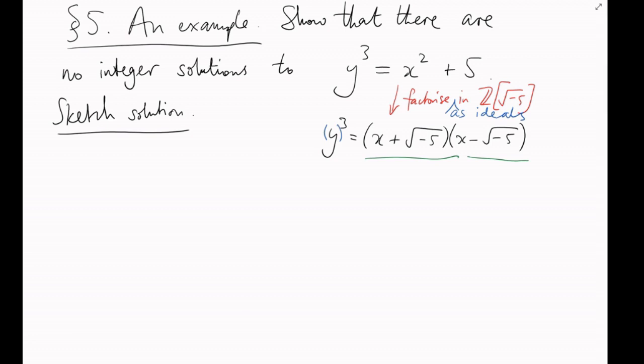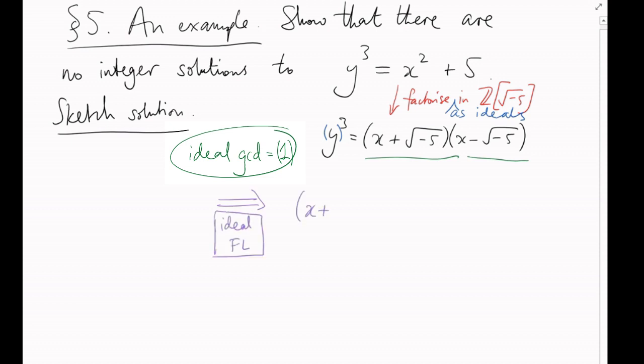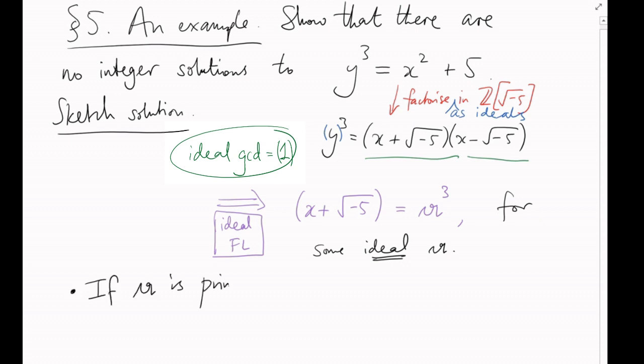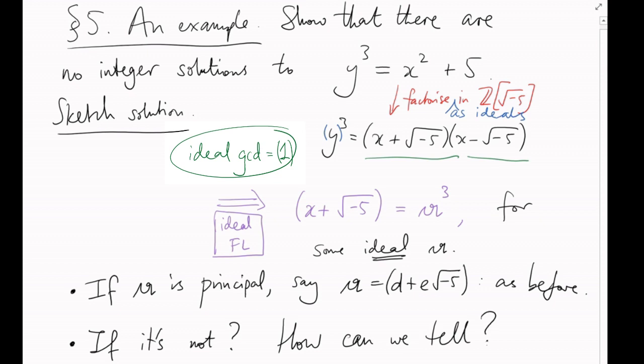Now, ideals do have unique factorization, and so they have their own version of the fundamental lemma. Once we've checked that the ideals (x plus root minus 5) and (x minus root minus 5) have greatest common divisor 1, which they do, we can conclude that (x plus root minus 5) is the cube of some ideal. Okay, but now what? If this ideal is principal, we're back to working in the world of numbers. But what if it isn't? And how can we tell?